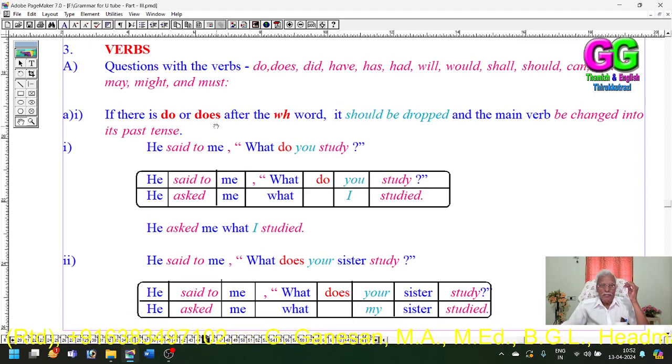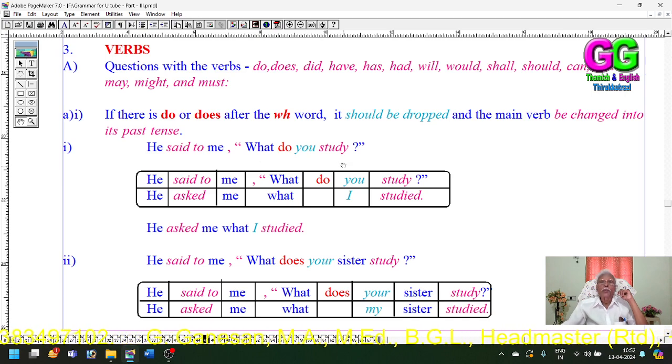If there is a do or does after the WH word in the reported part, the do or does should be dropped and the verb after the subject, which would normally be in simple present, should be changed into its past tense. That is, do or does should be dropped and the verb after the subject should be changed into its past.